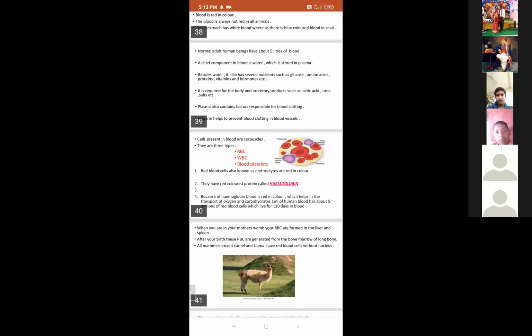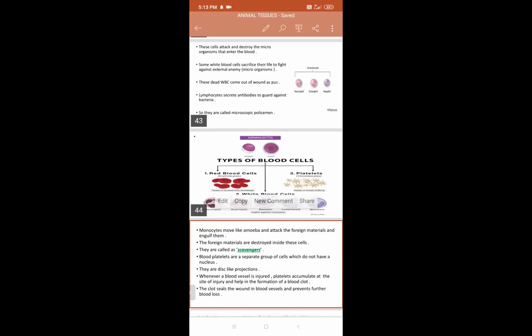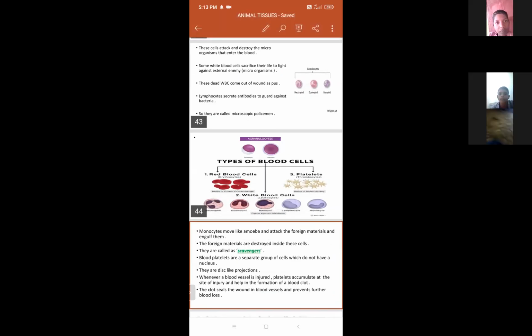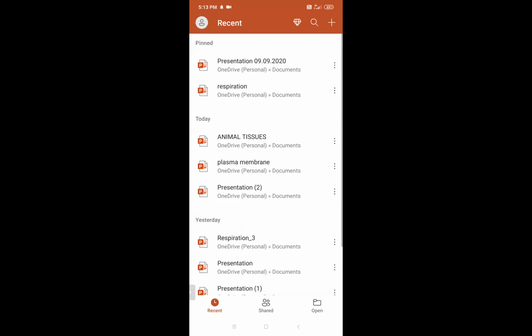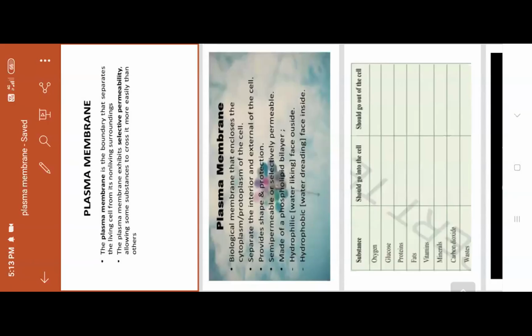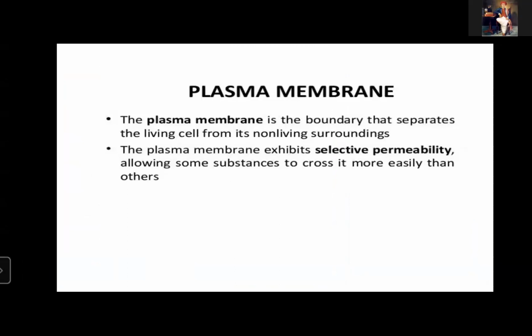This is completed. Next, types of blood vessels, blood cells, red blood cells, platelets and white blood cells. Next, we are going to discuss the next topic: plasma membrane. What is plasma membrane? Membrane is the boundary that separates the living cell from its non-living surroundings.